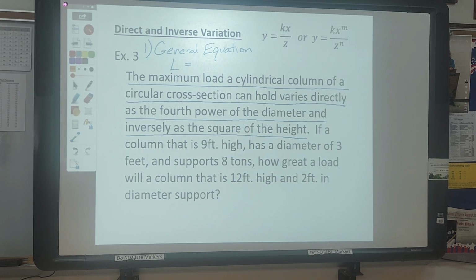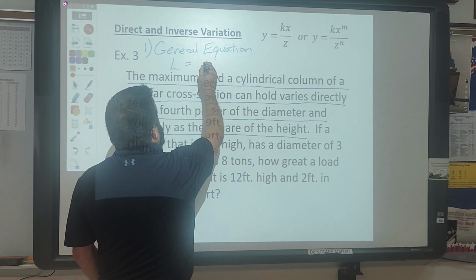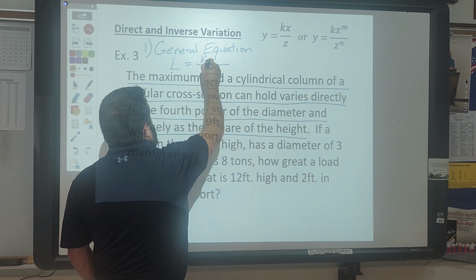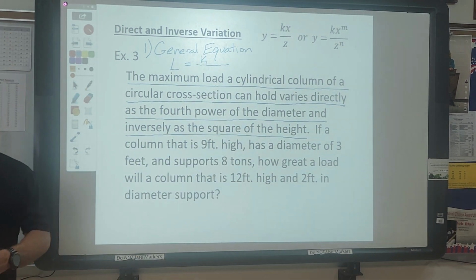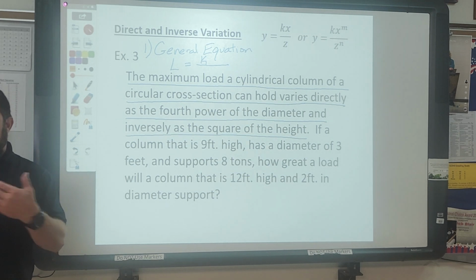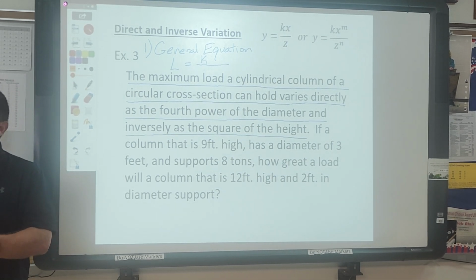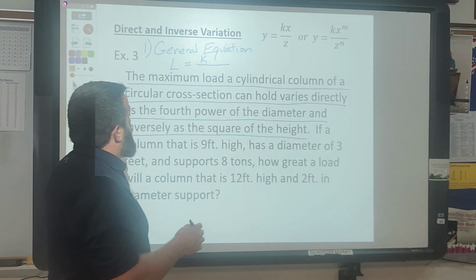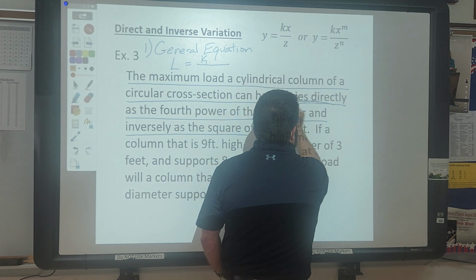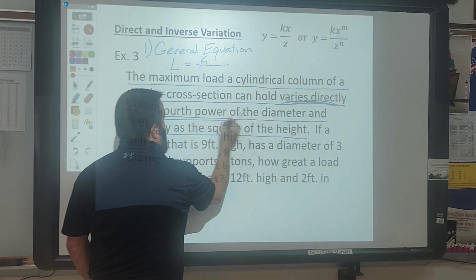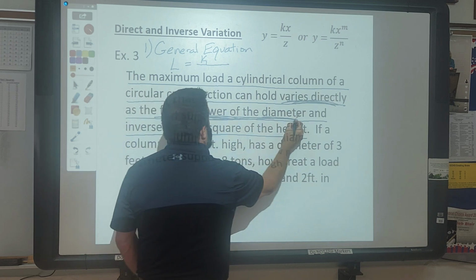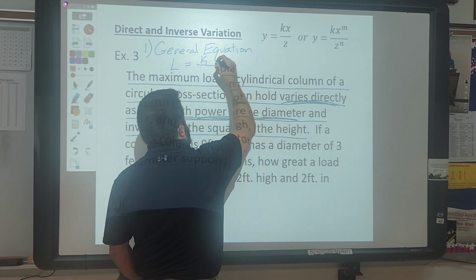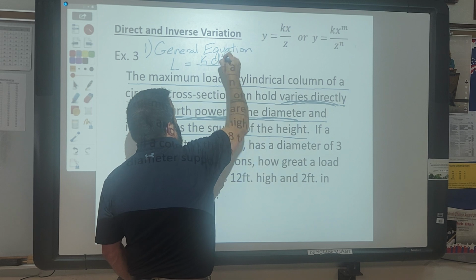Now it tells me that it is varying directly and inversely with things. So that means I'm going to have a fraction, and when you write your fraction, put the K on top. Anything that varies directly with the other unknown is going to go on top. Anything that varies inversely will go on bottom. So as I'm looking at this, it says varies directly. The very next thing says 4th power of the diameter. So that is what's going to go on top because it's varying directly. So on top, I'm going to put diameter to the 4th power.